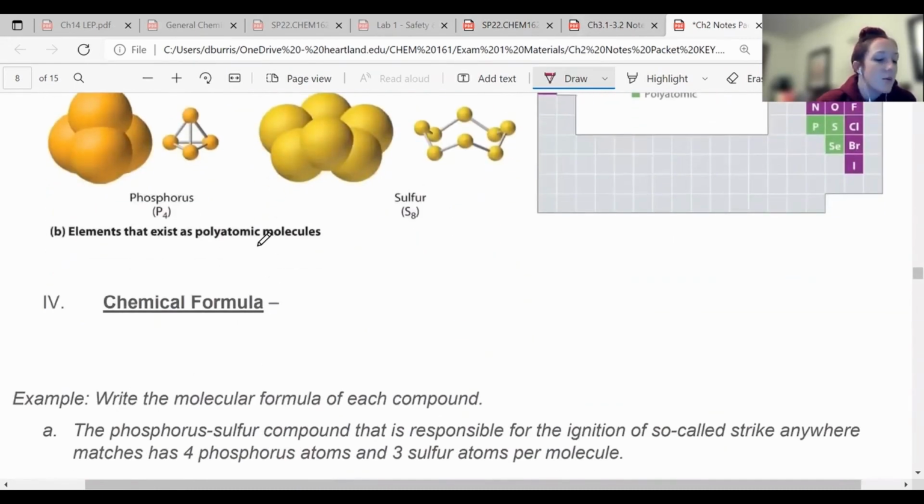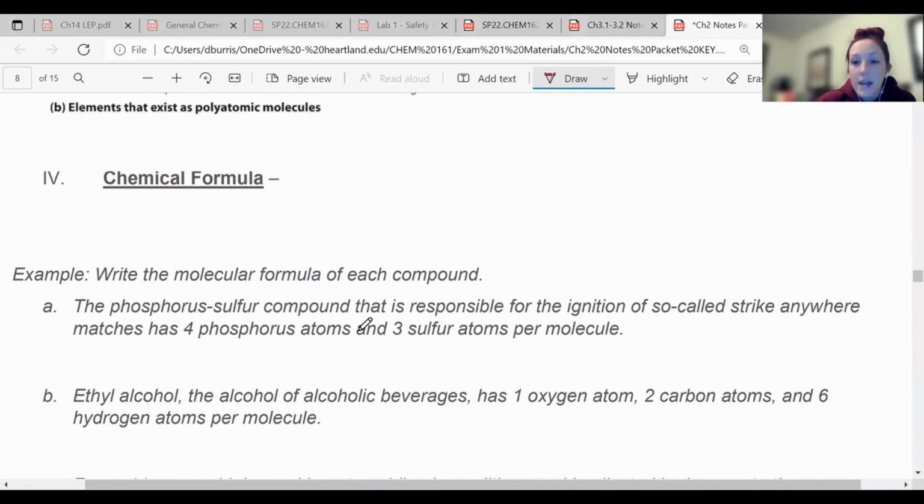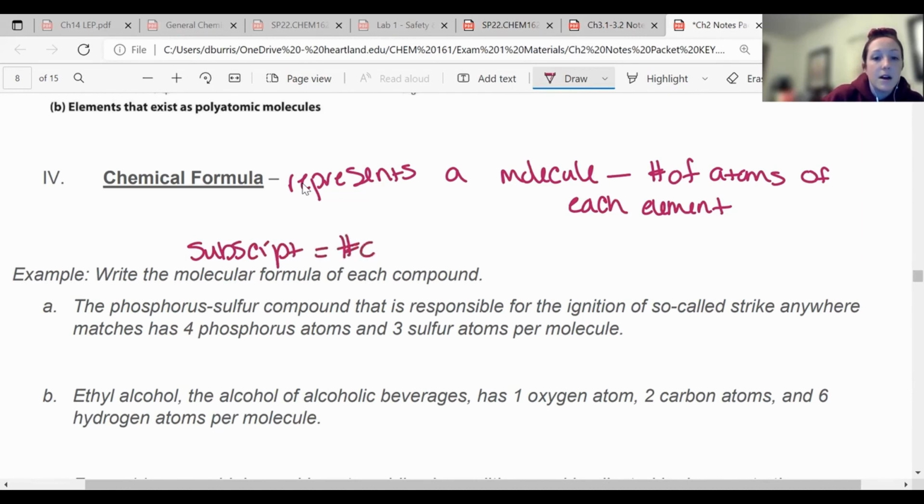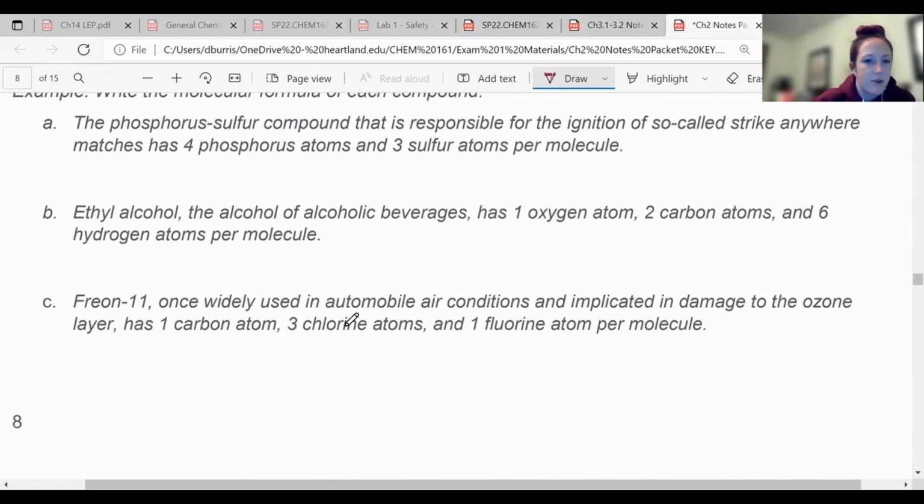Okay, we're going to move on to what a chemical formula is, what it means, and how you interpret it. Essentially, it represents a molecule. And what does it tell you? It tells you the number of atoms of each element that are in it. The subscript, the little number at the bottom, equals the number of atoms. We're going to write a couple of chemical formulas here. These are pretty easy to start off with.